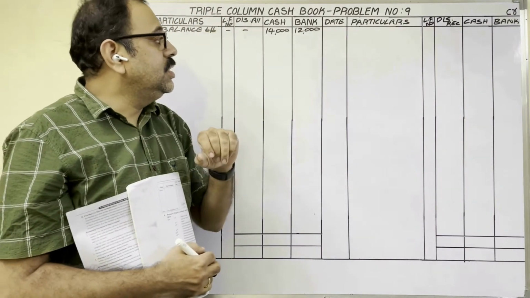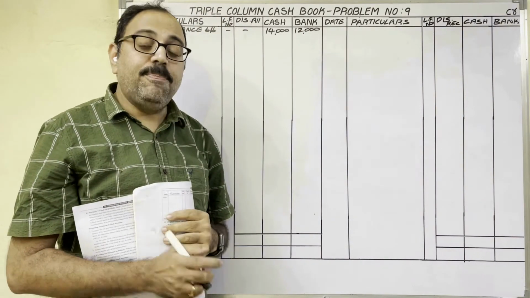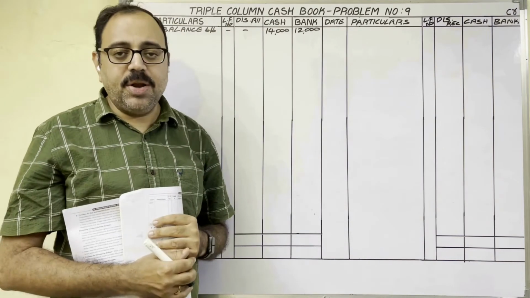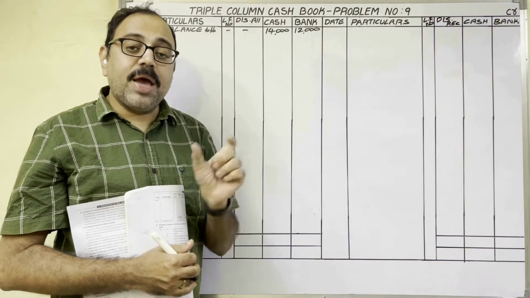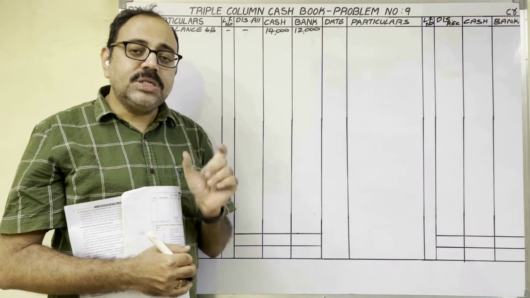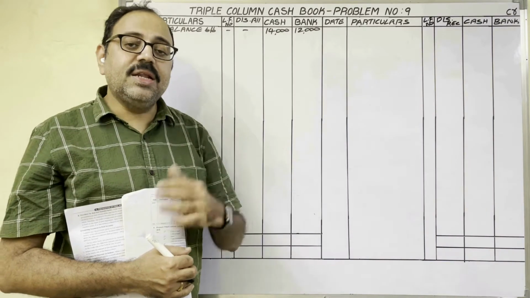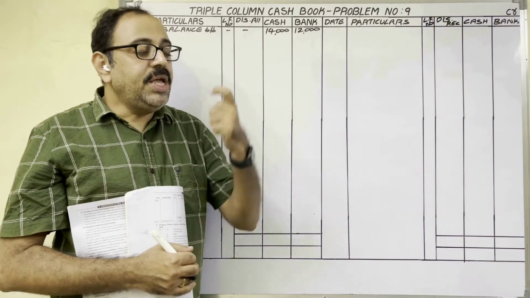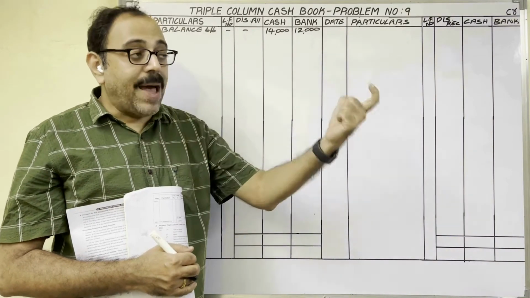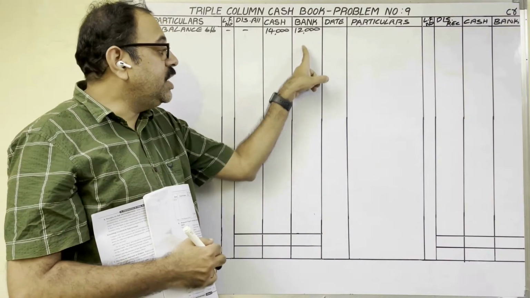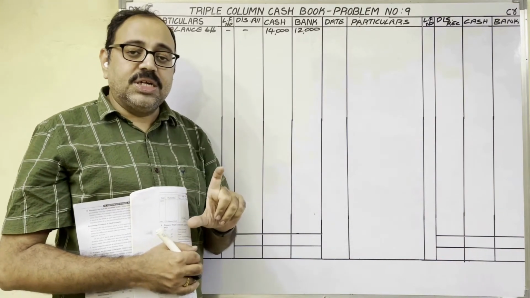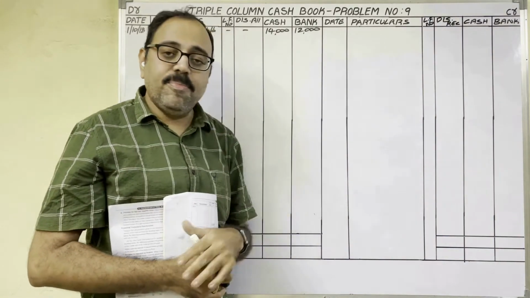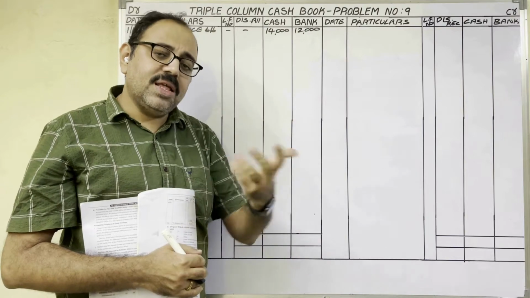Come to the bank columns. We have two bank columns. The bank account is a personal account. Bank means actually we write one bank name, like SBI account, Andhra Bank account, etc. The personal account rule: debit the receiver, credit the giver. Because of any transaction, if money is going into the bank, if our banker is a receiver, then we should debit that transaction. If because of a transaction the banker is becoming a giver, then we should credit that amount in the bank column.